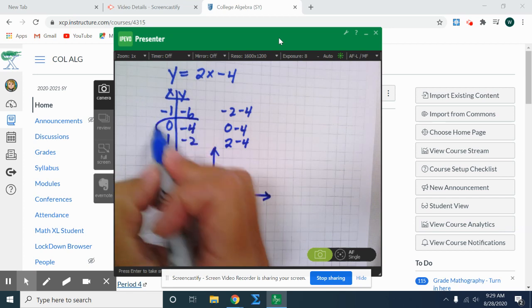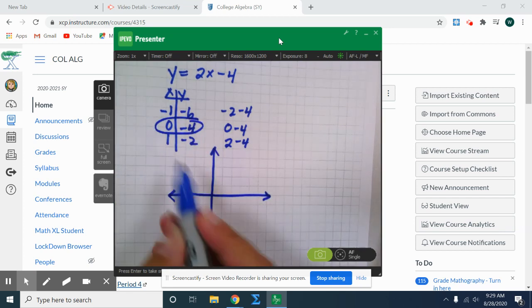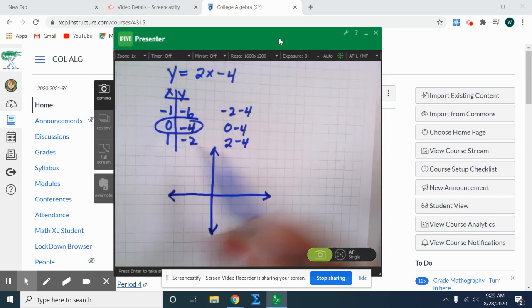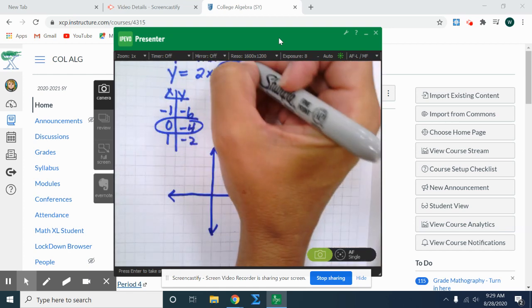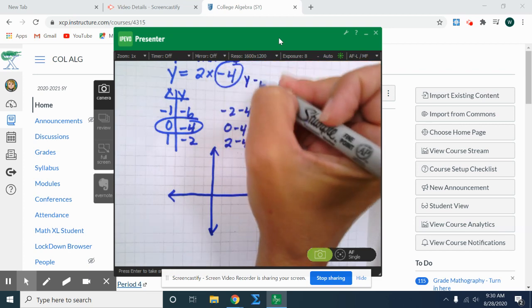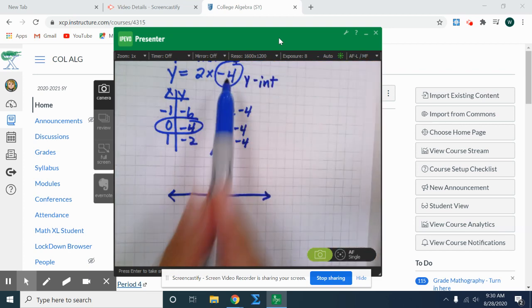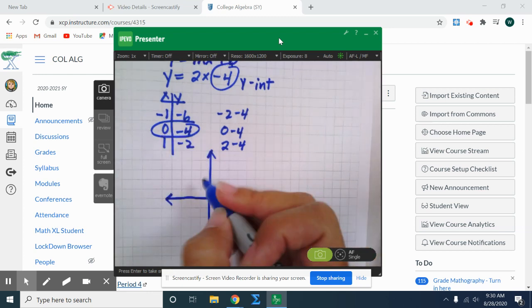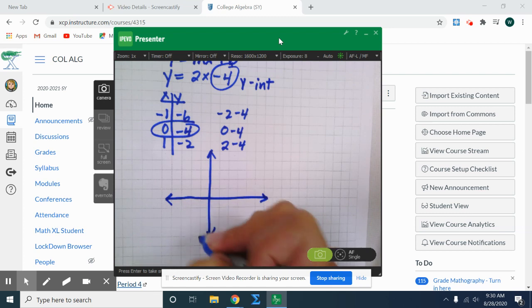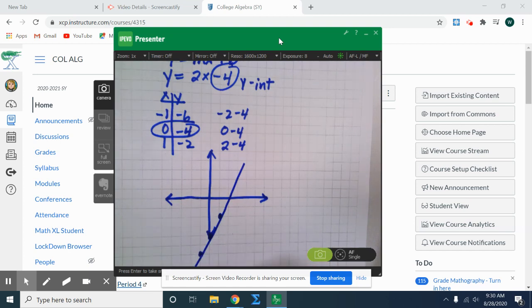Again, this is your y-intercept wherever x is 0. That's your y-intercept, the same if you have it in your slope-intercept form, or y equals mx plus b. Remember, your y-intercept is wherever x is 0, so that's what you would substitute in for x. So -1, -6. 0, -4. And 1, -2. All of these points should lie in a straight line because these are linear equations.